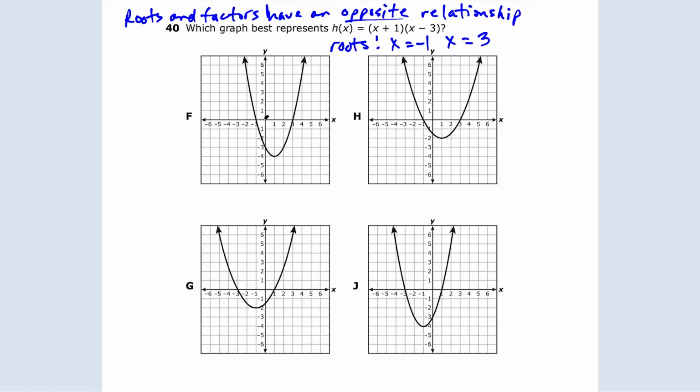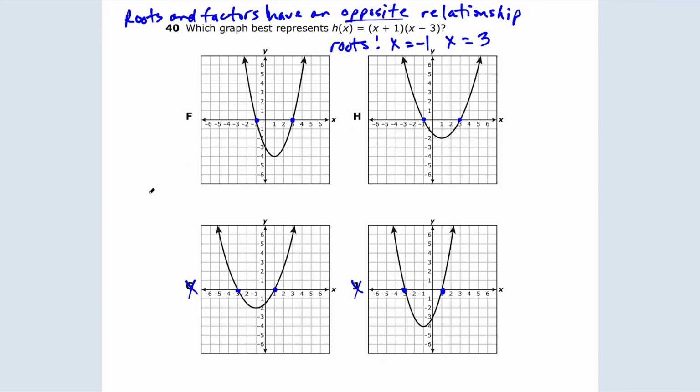So using that idea, what we have is choices F and H have roots at negative 1 and 3. So these are contenders, both of these answers. But G and J are out because the roots are occurring at negative 3 and 1. So these are clearly out.